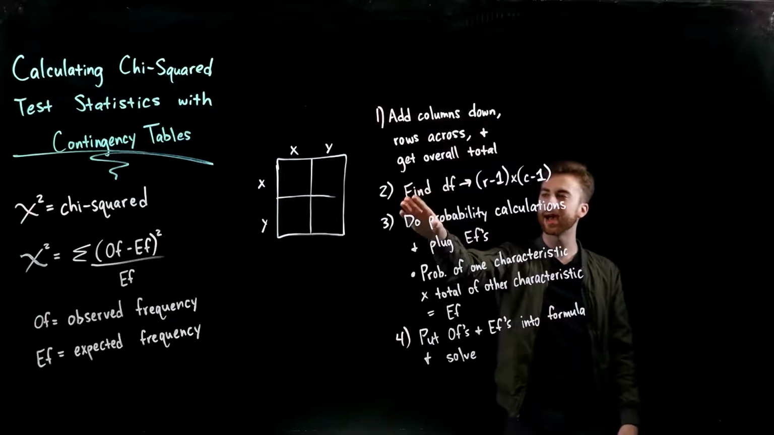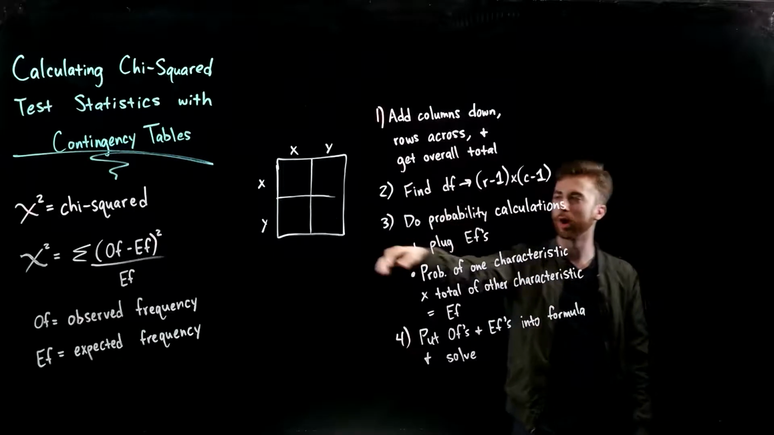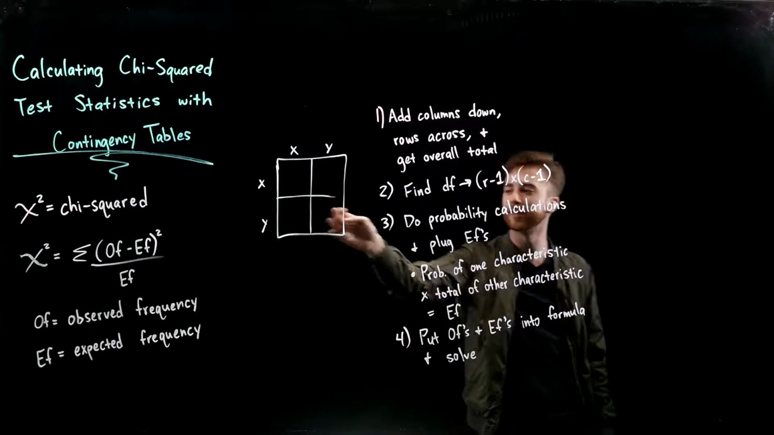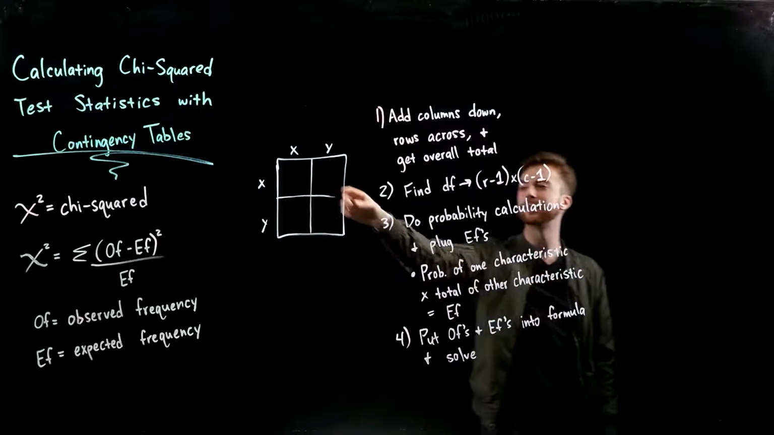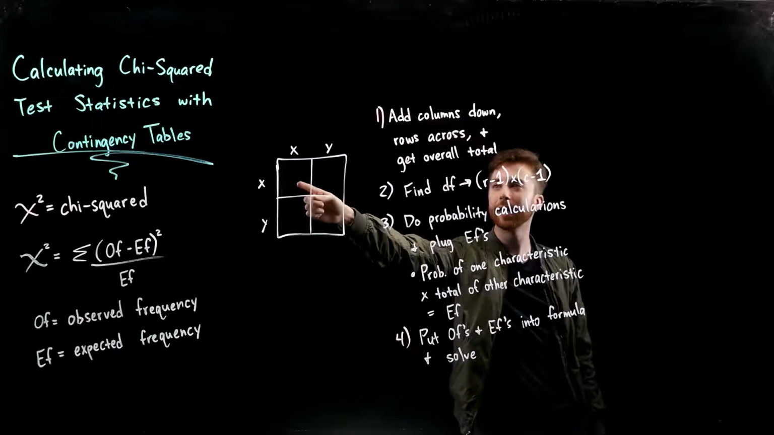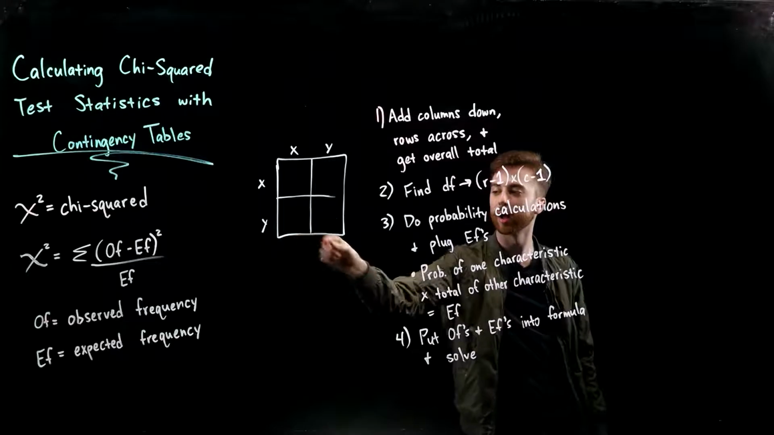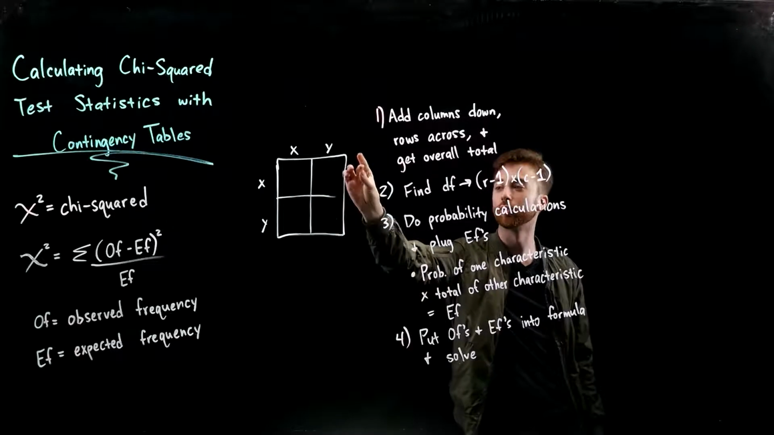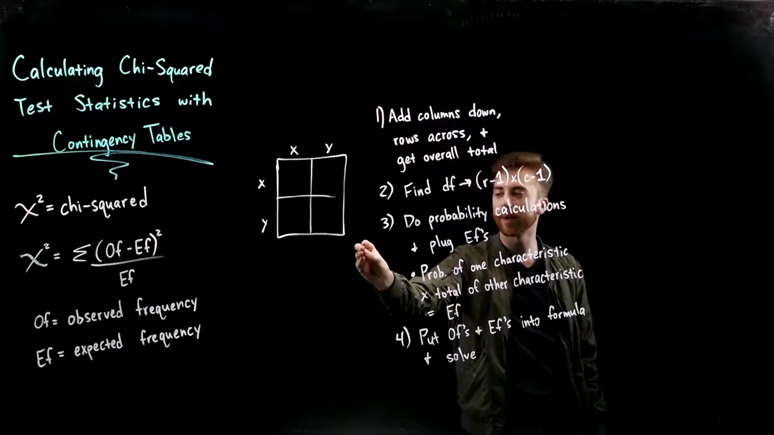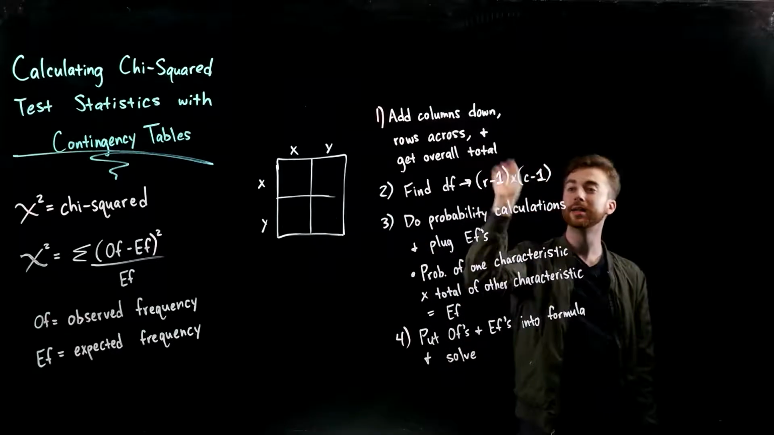But you have data arranged by column and row, where there will be numbers in each of these that will be your observed frequencies. So the first thing you do is, when these numbers are in here, add your columns down and get your column totals, add your rows across to get your row totals, and then your row totals and your column totals should compile to the same overall total. So that is step one.